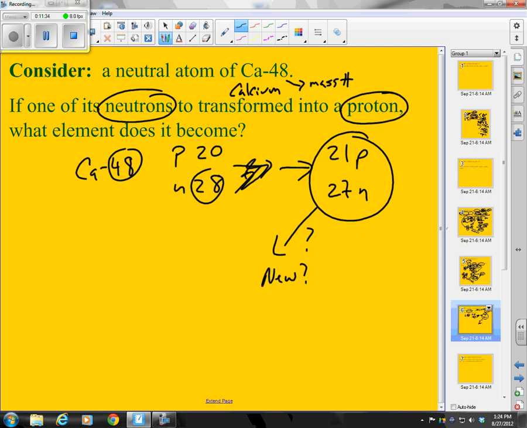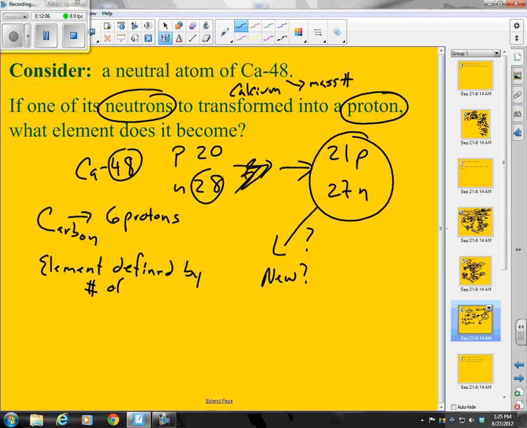Well, it really goes into the definition of what makes up an element. What makes up carbon? The answer is all carbon atoms have one thing in common, and that is all carbon atoms have 6 protons. If it has 6 protons, it is carbon. If it doesn't have 6 protons, it cannot be carbon. So an element is defined by the number of protons.